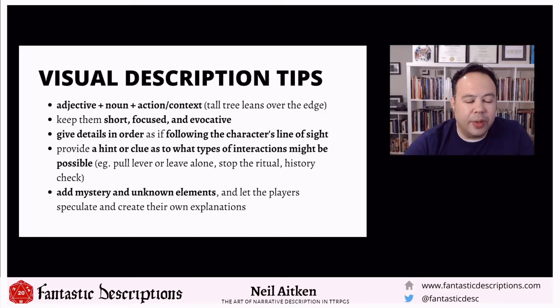So what's our takeaway? Well, visual description tips that I would give would be to think about a general structure that works: focus on adjective, noun, action, or context. So a tall tree leans over the edge of the path or over the edge of the cliff, whatever. We have some sort of a description of a noun or an object that could be important to the scene. And then we have some relation to the path or to something that they might care about. There's a lot of things we can do. You can look back over the other examples I've given. They're all kind of in this same vein.